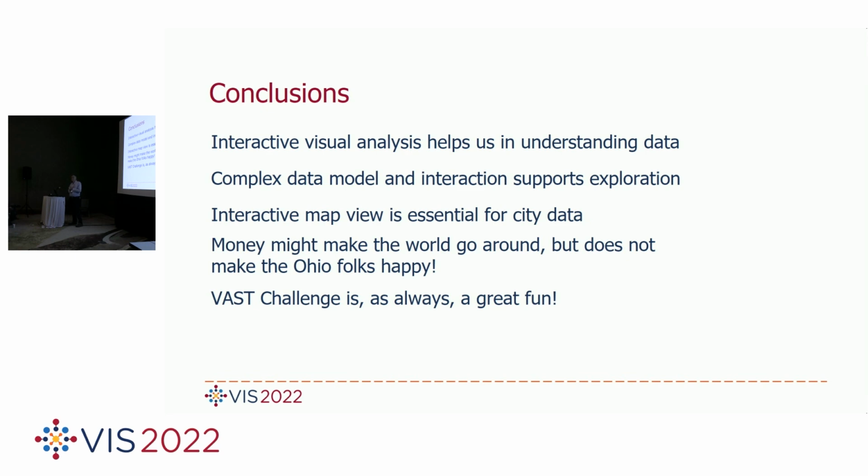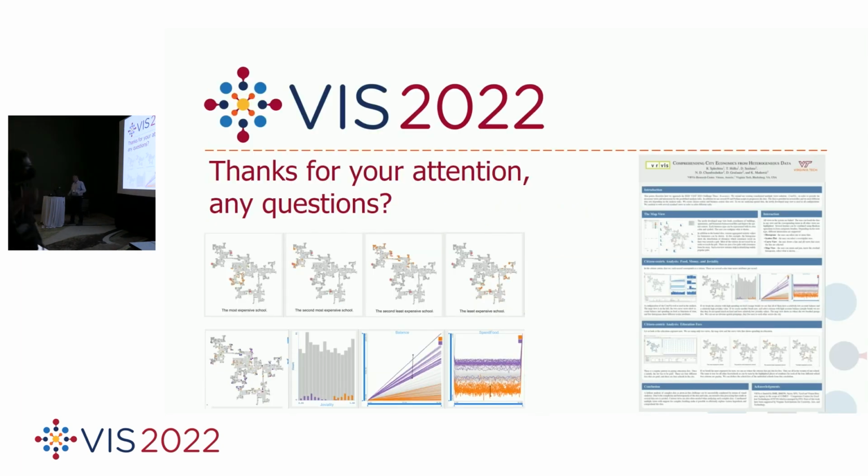We have spatial data, so we do need a map. It was a little bit of work to get this map data into it, but it was worth it. So, the message: money might make the world go around, but does not make the Ohio folks happy. And WASH Challenges is always great fun. Thanks.